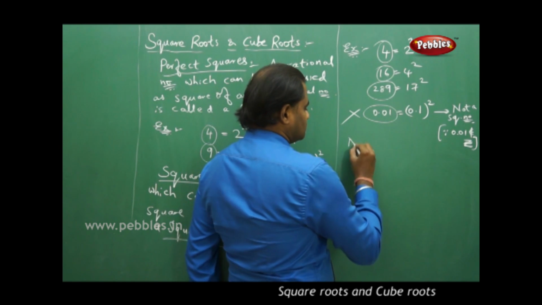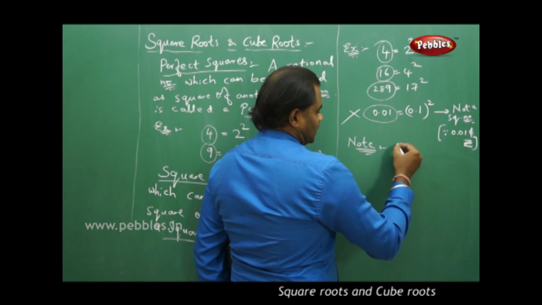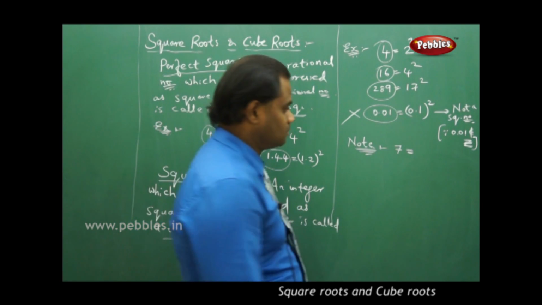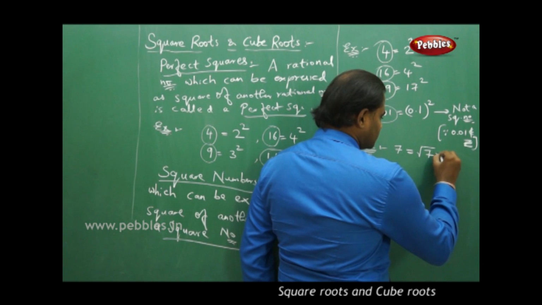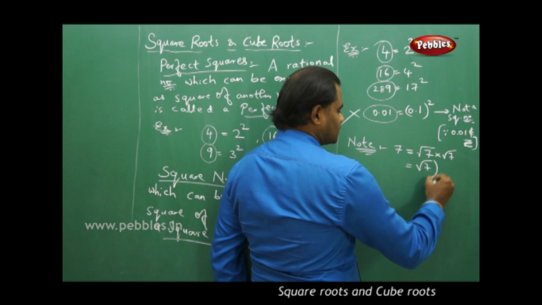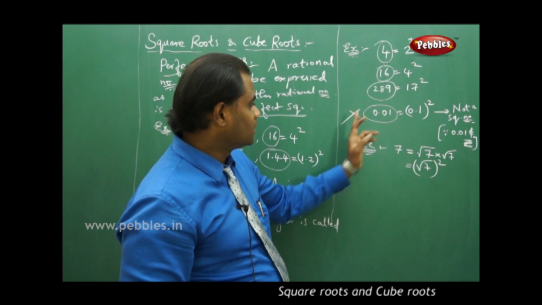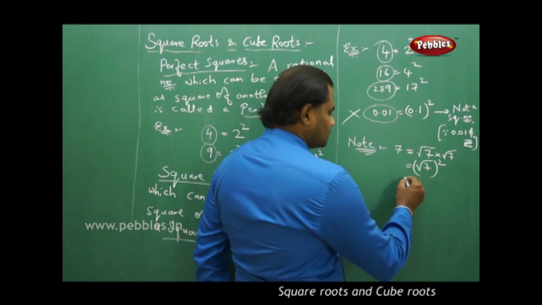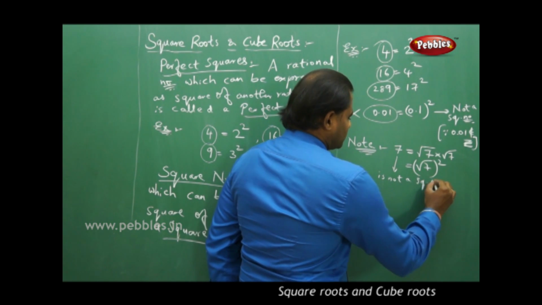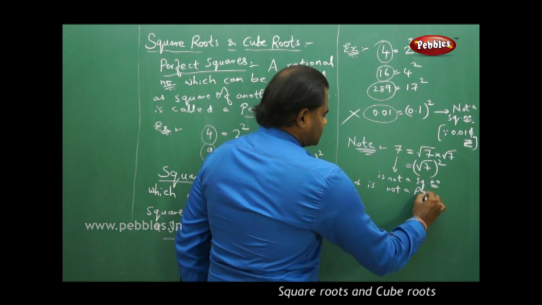Next, for example, I have 7. I can express 7 as square of another number. This can be written as root 7 into root 7, which is 7. Therefore, this can be written as root 7 whole square. But root 7 whole square is neither a square number nor a perfect square.